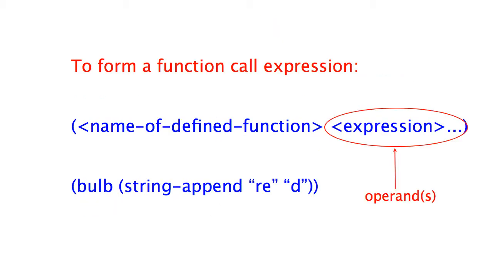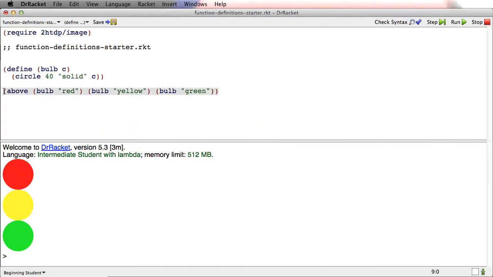To form a function call expression, we put open paren, the name of a defined function, and then we put some number of expressions corresponding to the number of parameters the function has. So for our bulb function, which has a single parameter, we put a single expression after the bulb name. And those expressions are all called operands. To show you how the rules for evaluation related to functions work, I'm going to first start by getting a somewhat simpler example.